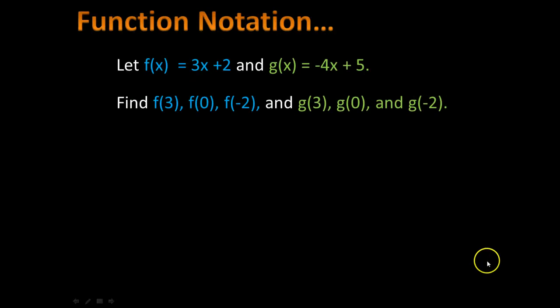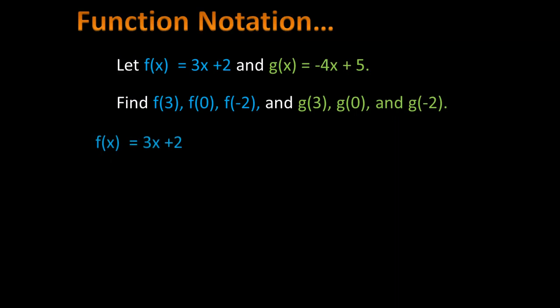Okay, function notation, I know that you remember this. This is just a quick review. We're going to let f of x be 3x plus 2, and we're going to define g of x to be negative 4x plus 5. I'd like you to take a couple of minutes and just find f of 3, f of 0, f of negative 2, and g of 3, g of 0, and g of negative 2. Please pause the video here and find those function values, come back and check your answers.